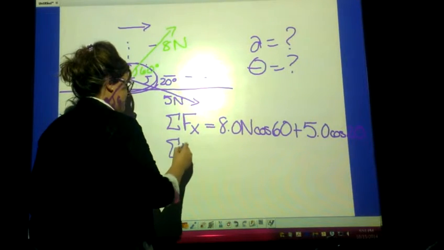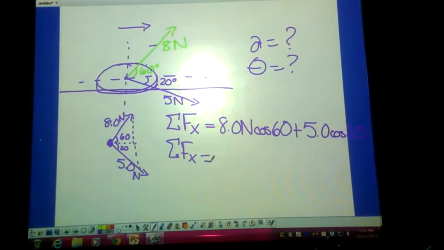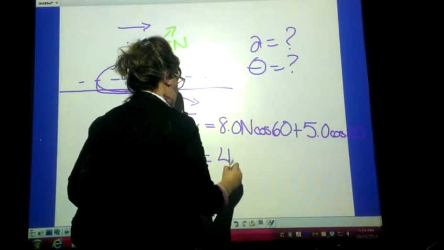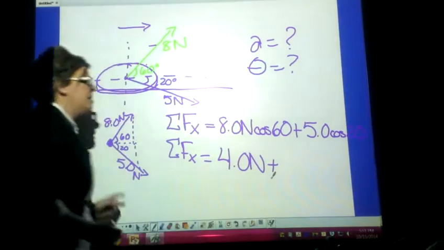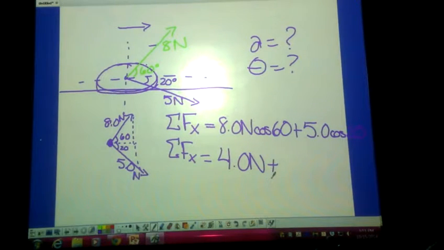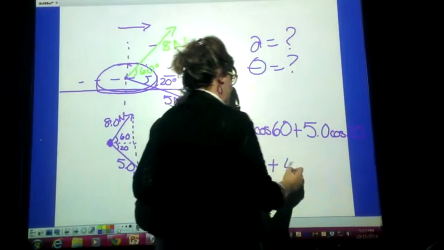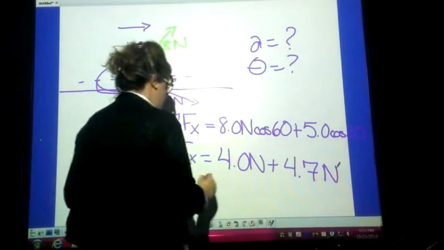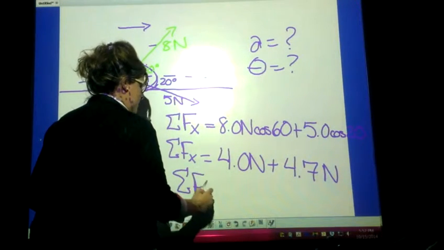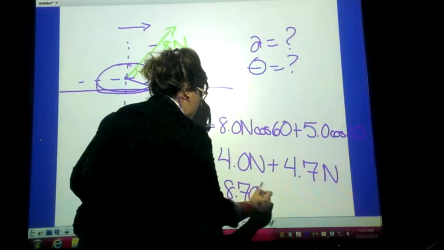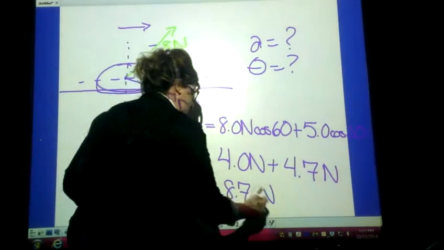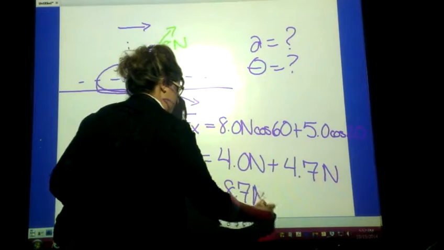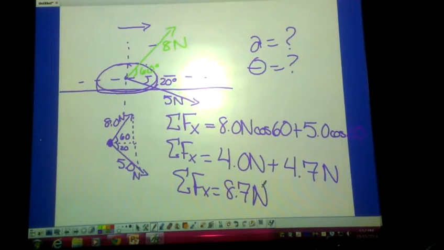So the sum of the forces in the x direction is equal to, 8 times cosine 60 would give me 4 newtons. And then 5 cosine 20 would give me 4.7 newtons. So the sum of the forces in the x direction is 8.7 newtons. Okay, so I found the sum of the forces, or the net force, in the x direction.